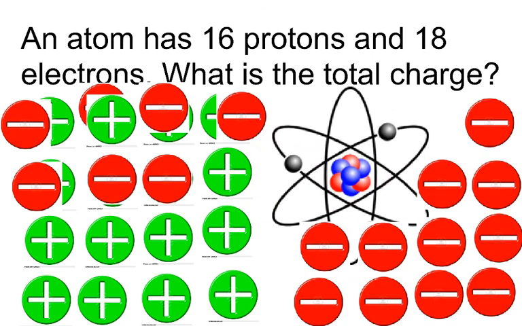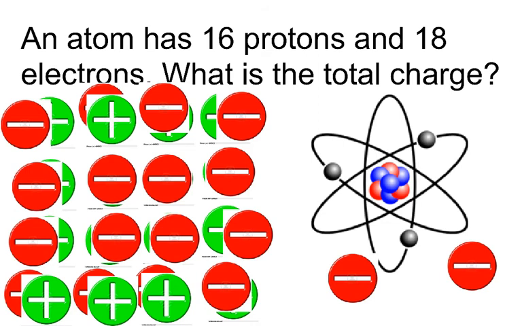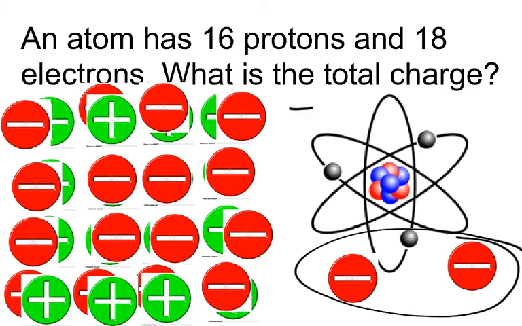So I have my zeros. So now that I've paired them all up, I have all my zeros, and I can now discard those, and I can see that I am left with 2 negatives. So the total charge is negative 2, because I'm left with 2 electrons. So that's some science tied into your math. Let's look at some other examples.